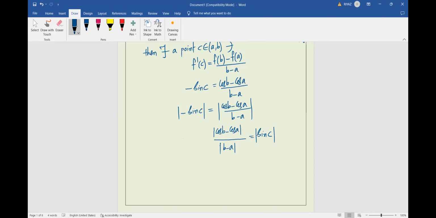But already we know that this sin c value, range of sin x is less than or equal to 1. Cos b minus cos a by modulus of b minus a is less than or equal to 1. If you cross multiply, what happened? Modulus of cos b minus cos a is less than or equal to modulus of b minus a.